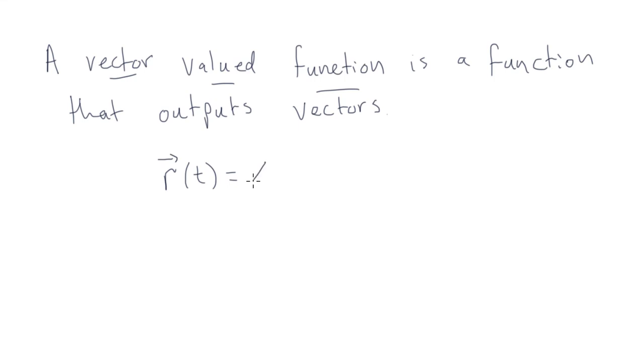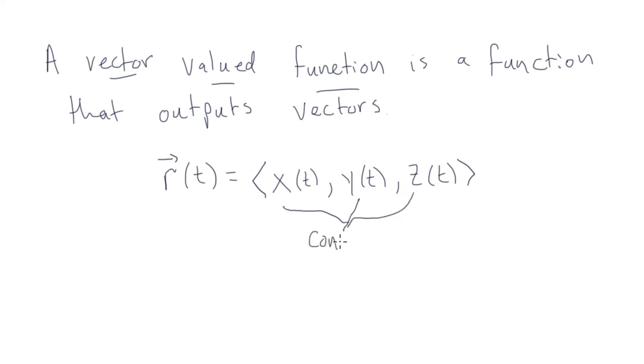So our output will just be vectors, but each component is actually going to be just a regular function of one variable, and we'll label them x, y, and z. These will be called our component functions. So they're the components of the vector, but they're actually functions of this one variable, t.